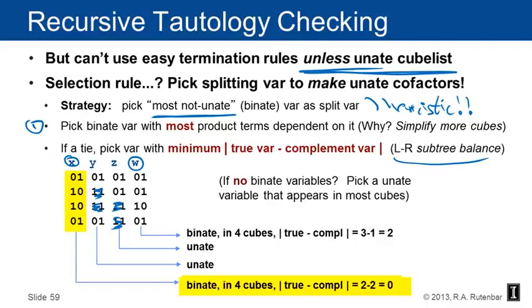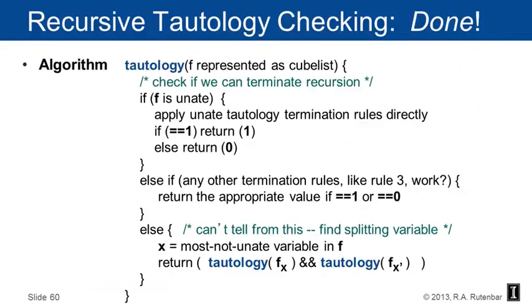So in this case, you would pick x because it appears in 4 cubes, but the difference between its true and complement count is 0. It appears in 2 true cubes and 2 complement cubes. That's a 0, that's the smallest number, and that's what you pick. And so this is the algorithm. It's not all that much to it.